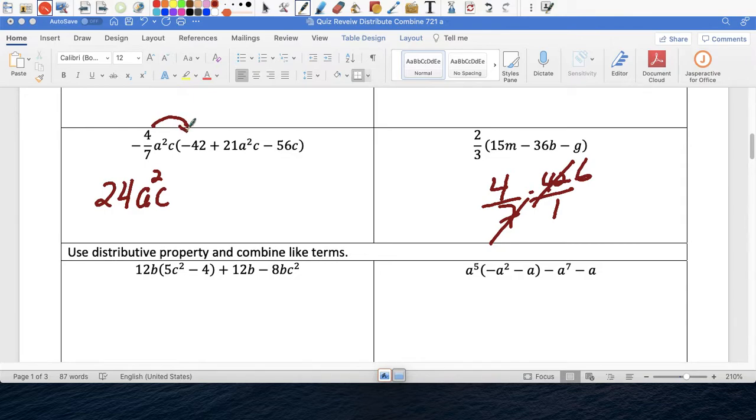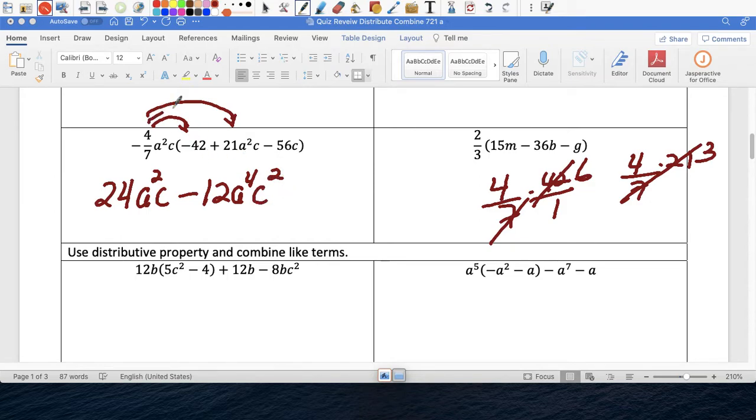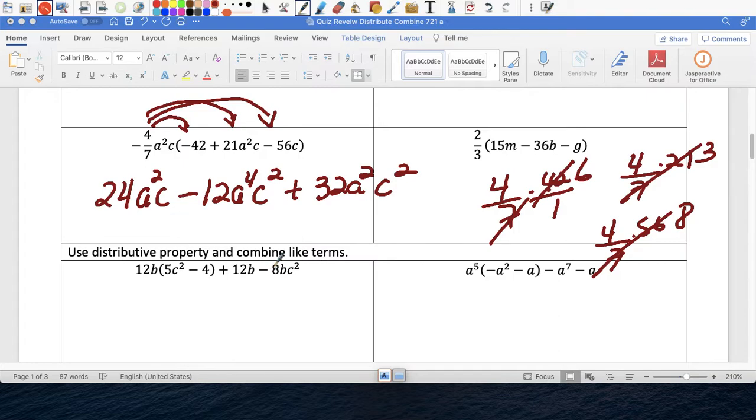Next one, so we did this. Negative times a positive is a negative. 4/7 of 21, and again, I'm doing 21 divided by 7 in my head, and that is 3, and then 4 times 3 is 12. a squared times a squared is a to the 4th, and c times c is c to the 2nd power. And last one is, again, positive, and again, 4/7 of 56. 56 divided by 7 is 8. 4 times 8 is 32. a squared multiplies with no one, but c times c is c squared. Can I combine my terms? No.